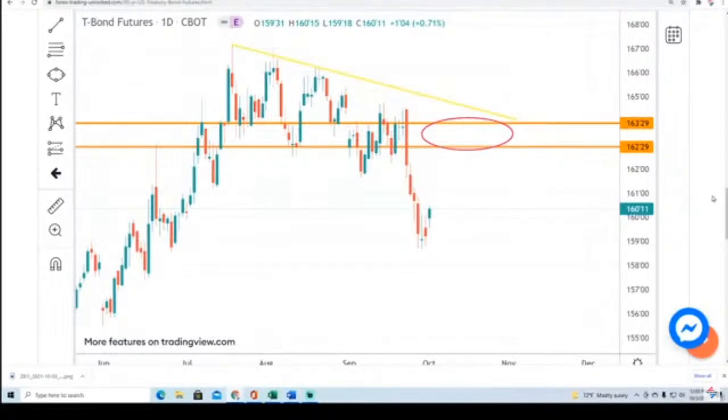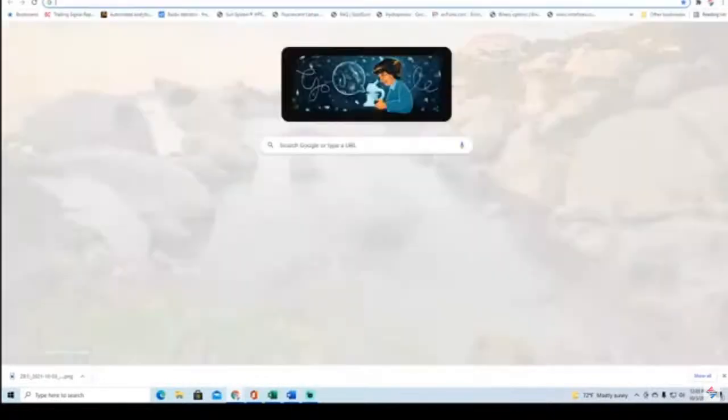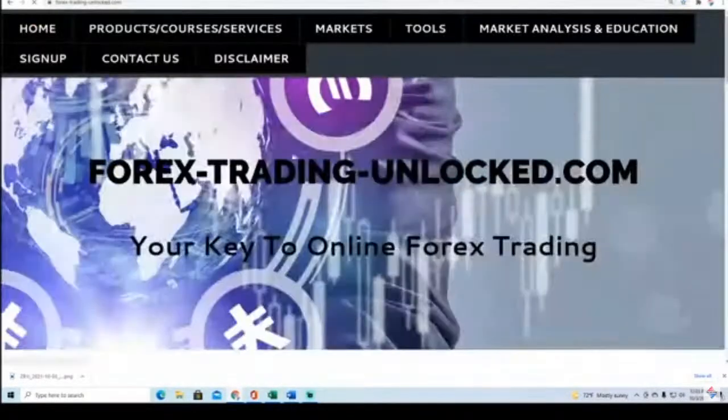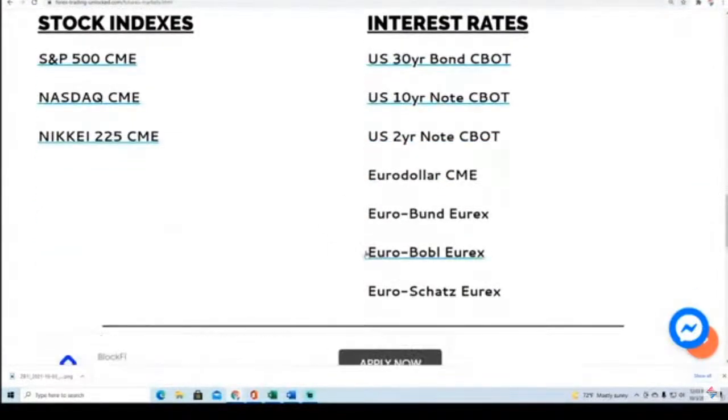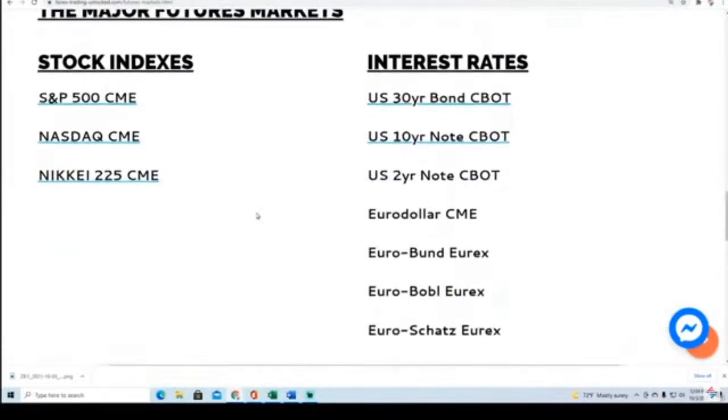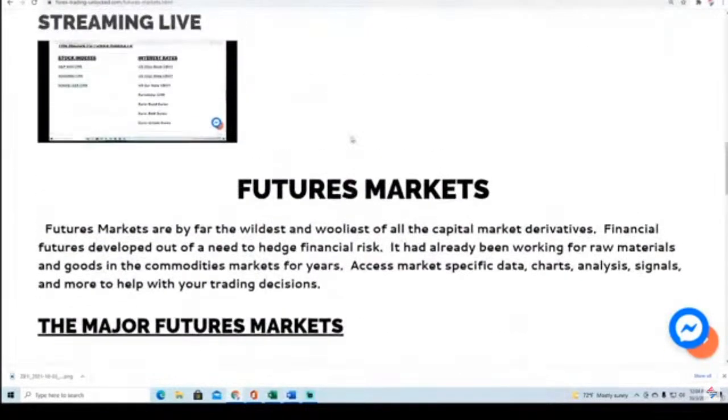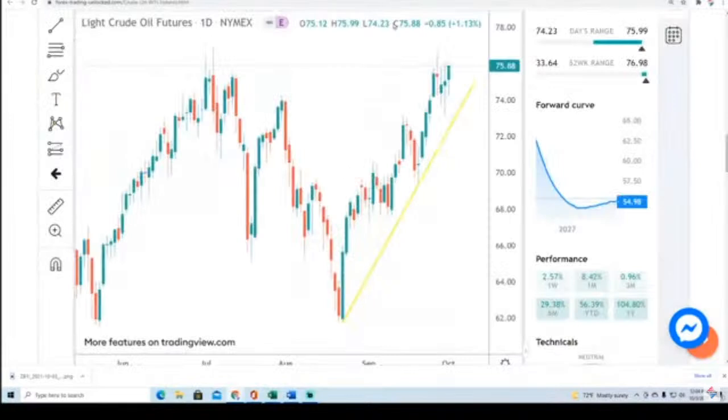Remember, you can get all this information from the Forex-trading-unlock.com website. When you go to the markets, go to futures, and then you can see the 10-year, the 2-year, and we don't have the DAX on here, but I will pull up the DAX market. We will get to that. So you can pull up the 10-year and all these markets that we're talking about and looking at. Remember, crude oil, that's going higher as well.